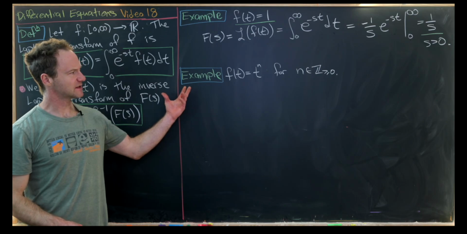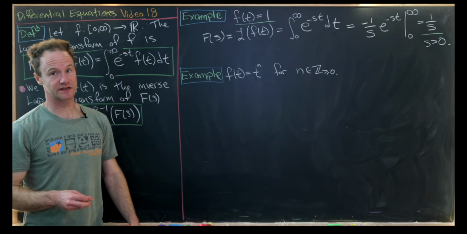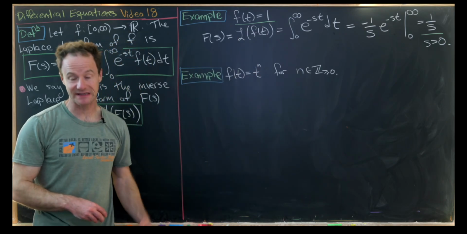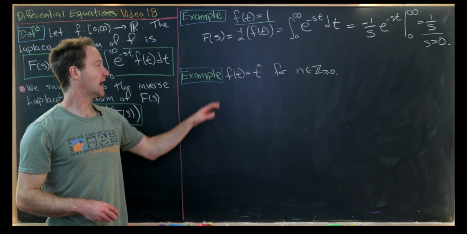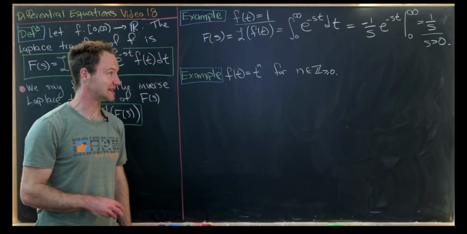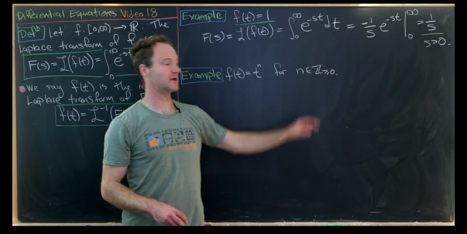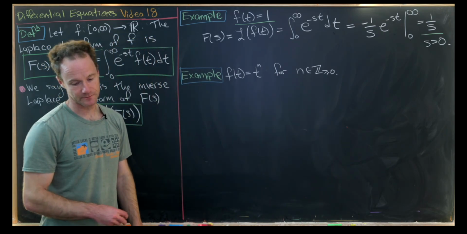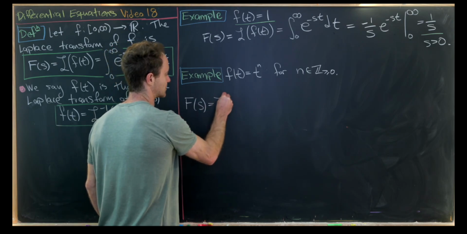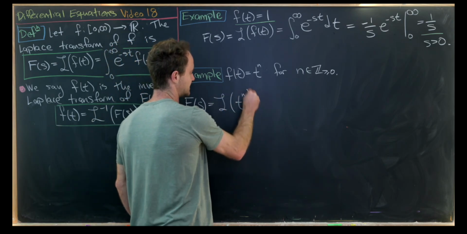Okay, so now let's look at maybe the ultimate generalization of this type of setup. If we think about the number 1 as being t to the 0 power, we'll find the Laplace transform of f of t equals t to the n, where n is some non-negative integer. Okay, so let's get to it. We need to calculate F of s here, which is going to be the Laplace transform of t to the n.